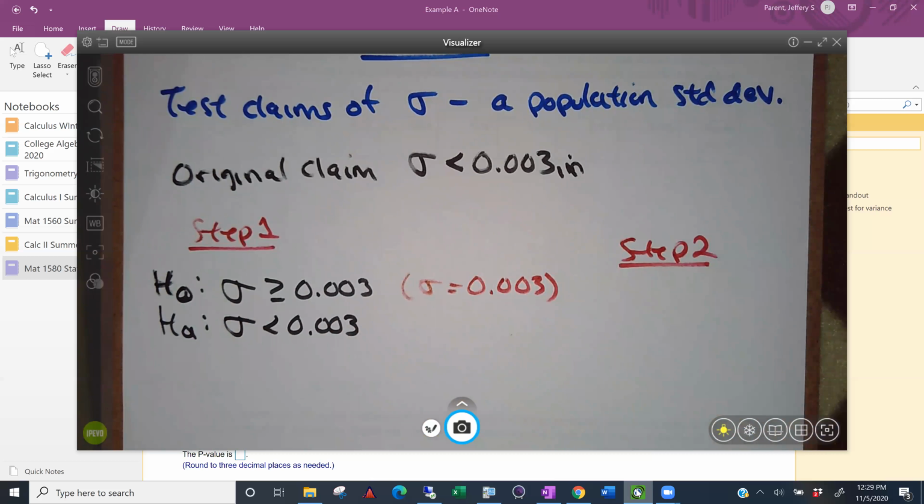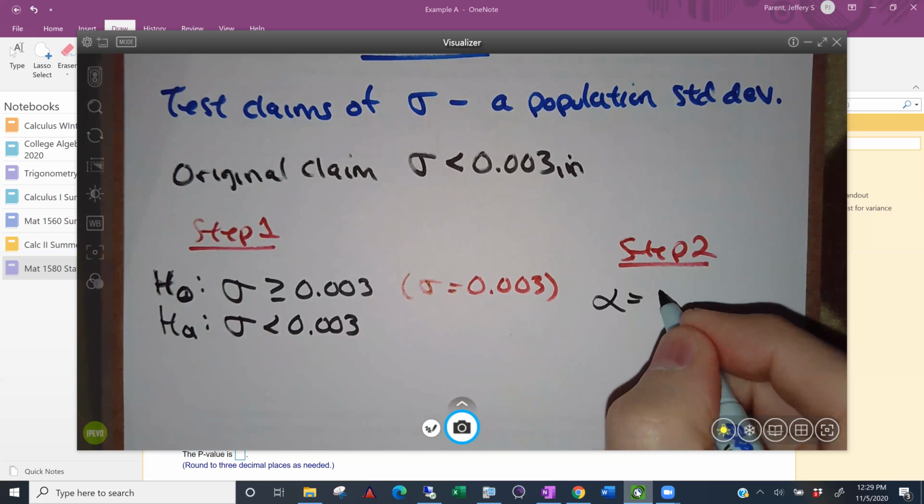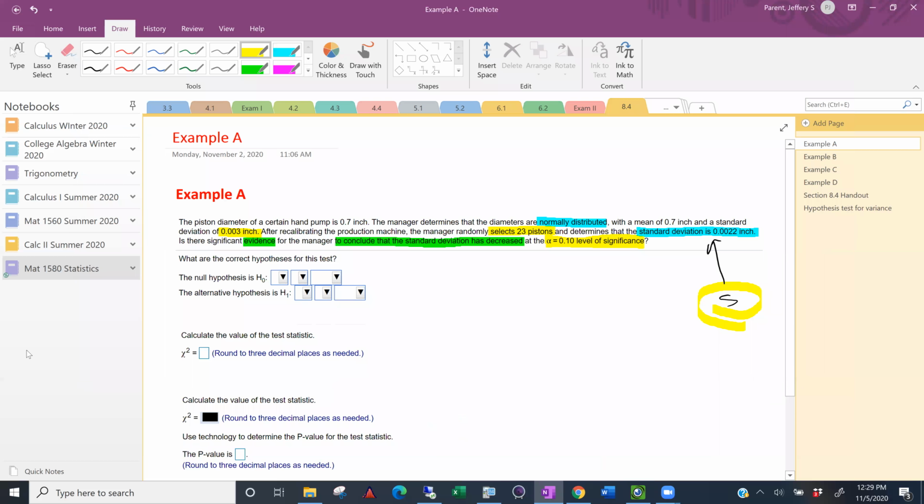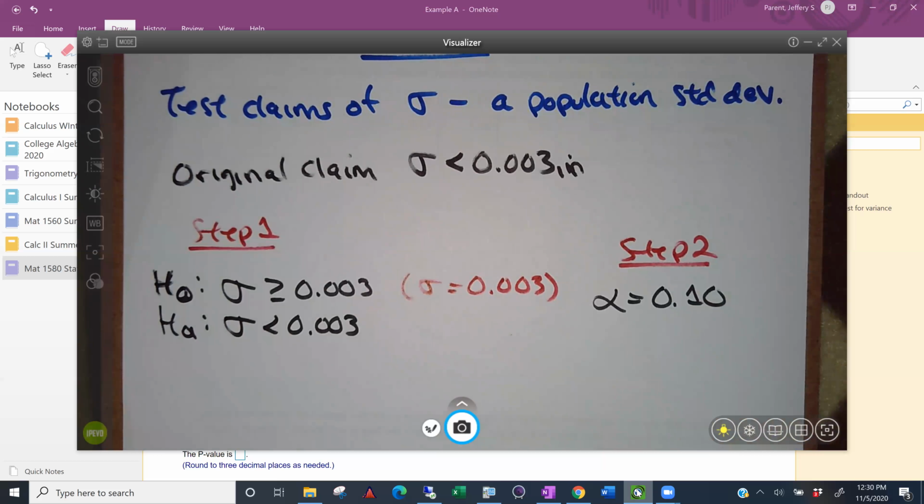Did anyone catch what level of alpha we should be testing this claim at? 0.001. I think it was a little bit bigger. Is it 0.10? Yeah, I think if you look down here, it's 0.10. 0.01 is very common. 0.10 is big enough that it almost makes me feel uncomfortable. But this is just an example in a textbook, so let's go with it.